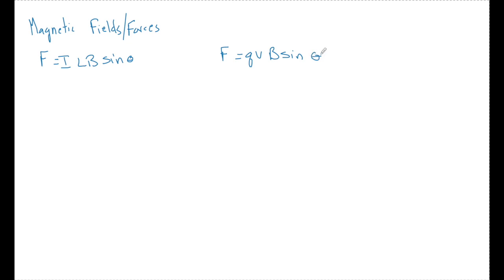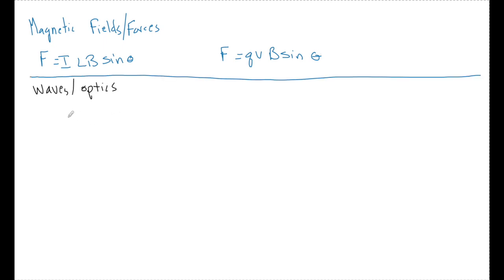So this is the charge, the velocity of the charge, the direction of the motion, and the magnetic field. For waves and optics, we know that the velocity of a wave is equal to its frequency times its wavelength. And we know that the velocity of a wave in a certain medium that is not a vacuum is equal to the speed of light divided by the index of refraction of that particular medium.